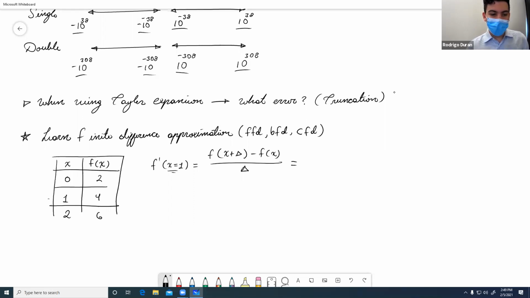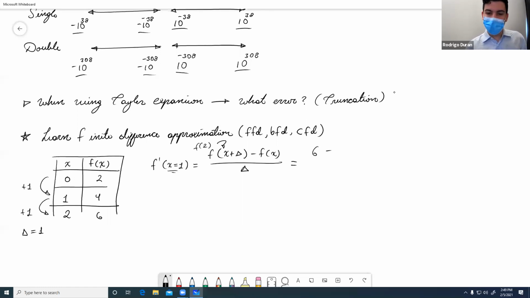If I go from 1 to 2, I'm adding 1. So delta is equal to 1. The step on the x-axis is equal to 1. So x is equal to 1 plus delta; that will be when x is equal to 2. So this right here is f of 2, once you plug in the values.